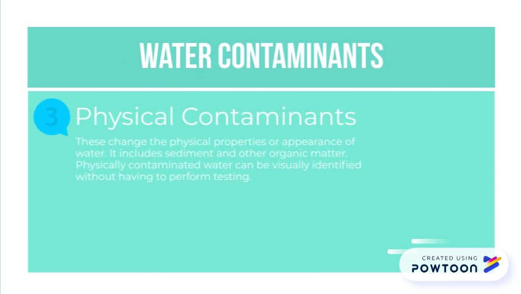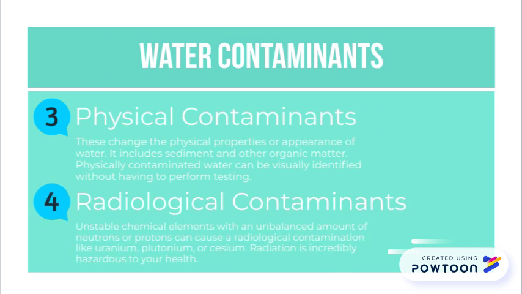Third is physical contaminants, which change the physical properties or appearance of water. It includes sediment and other organic matter. Fourth is radiological contaminants. Unstable chemical elements with an unbalanced amount of neutrons or protons can cause a radiological contamination like uranium, plutonium, or cesium.